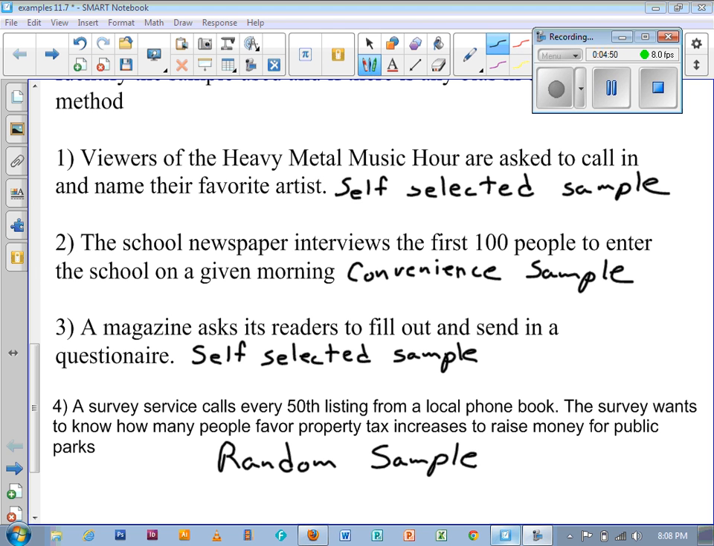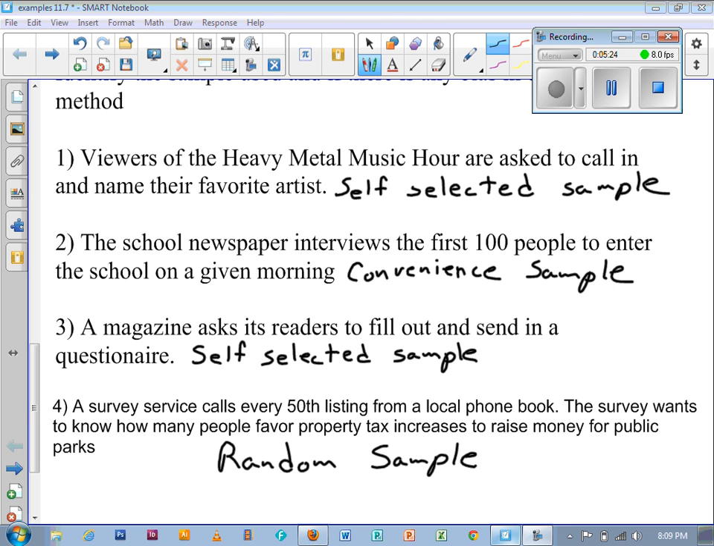And number 3, a magazine asks its readers to fill out and send in a questionnaire. Again, self-selected sample. There's potential biases there, depending on what kind of magazine it is. And then 4, a survey service calls every 50th listing from a local phone booth. The survey wants to know how many people favor property tax increases to raise money for public parks. That's definitely a random sample. We're randomly selecting it. I think that's the best way to collect a sample, and it's the least biased.